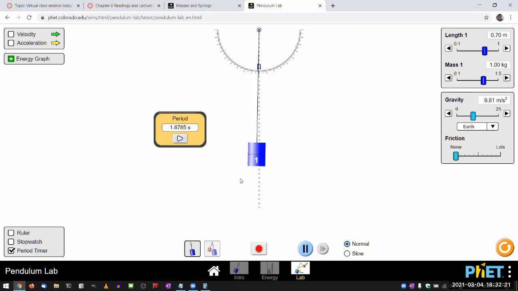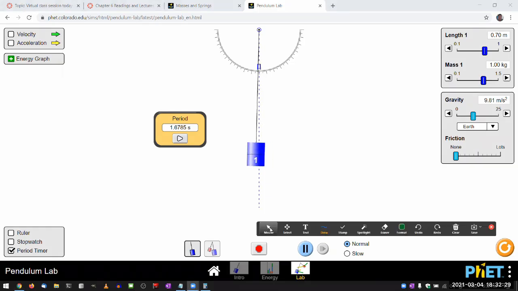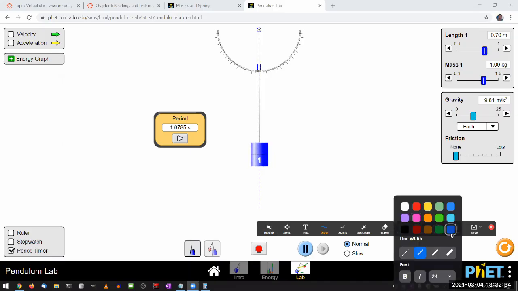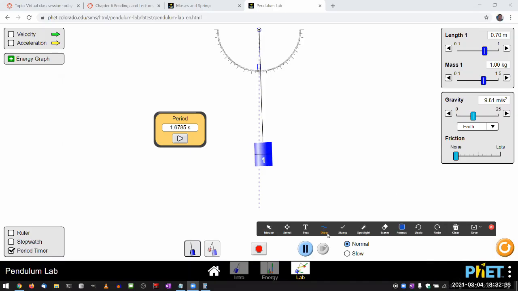and at 2 degrees, the period we measured was 1.6785 seconds. Let me write that down somewhere, because I'm going to forget it if I try to remember it. Let me build a table so that you can see how it changes. This is going to be the angle, or amplitude, and this is going to be the period. At 2 degrees, I have 1.6785 seconds.